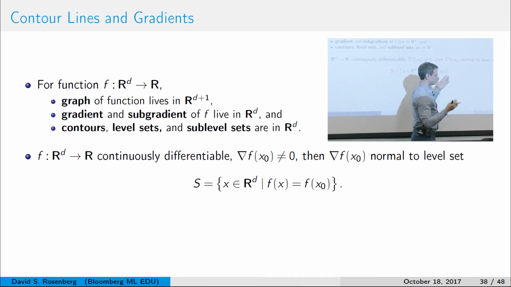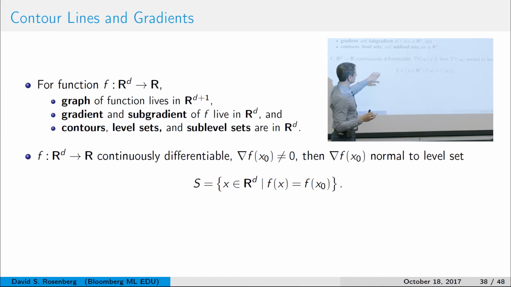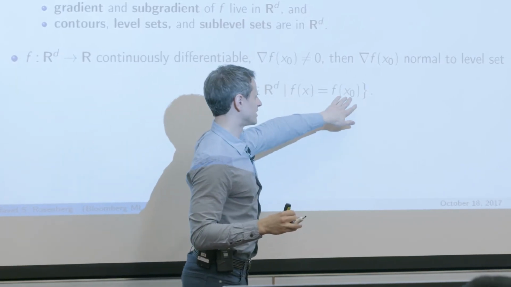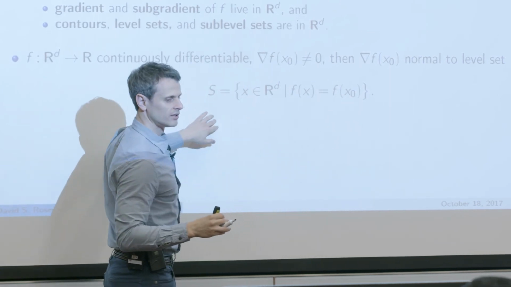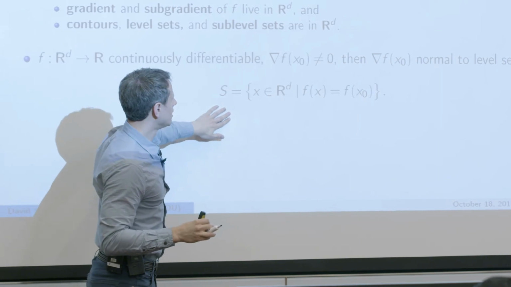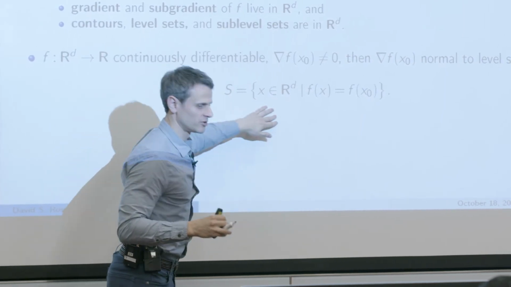Then, so the gradient has some length we can look at. Then the gradient vector at x0 is normal, so orthogonal, to the level set of all input values x that have the same value as x0. So we pick a point x0. We find the level set that contains x0. The gradient of f at x0 is orthogonal to that level set.